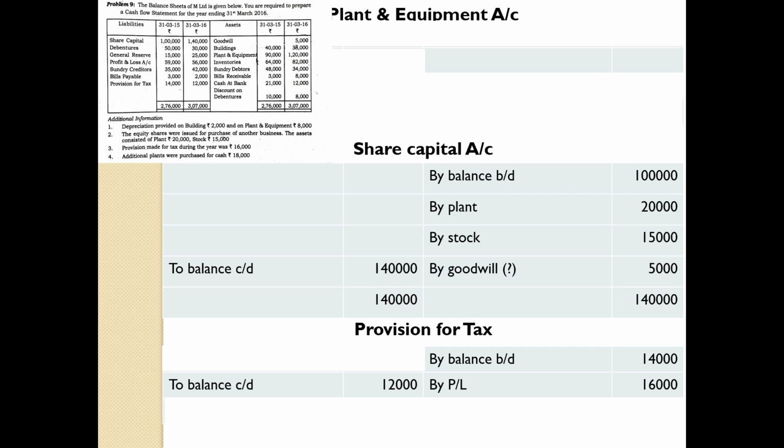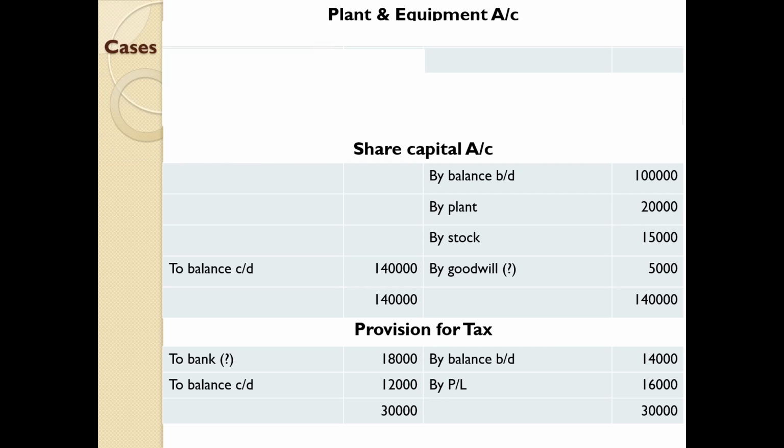The difference in the provision for tax is about 18,000. So that will be the tax paid during the year. Remember, here tax made during the year is a non-operating item. Here tax paid during the year is a payment. These two amounts have to be taken while preparing net cash flow from operating activity.